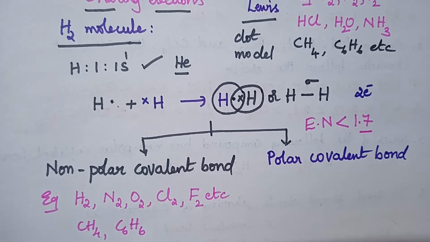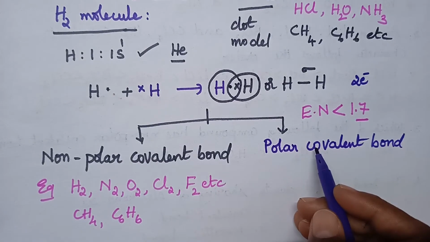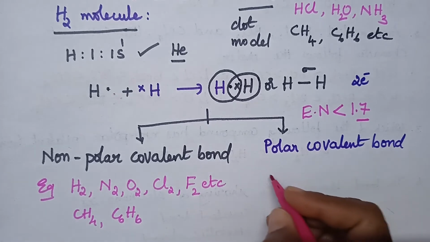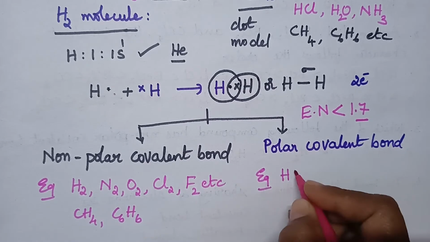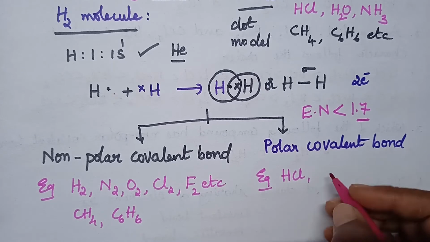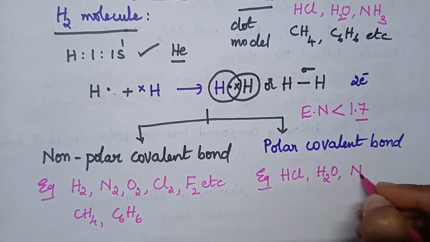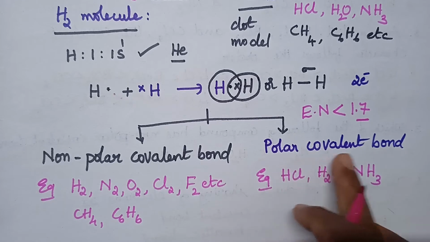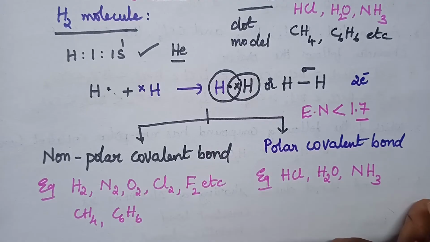Coming to the polar covalent bond, if the electronegativity difference between the two atoms is high, then it results in the formation of polar covalent bond, and in general HCl is a good example for polar covalent bond and the other examples include water, ammonia, etc. These are good examples for polar covalent bond. Is it clear about the classification of covalent bond, students?